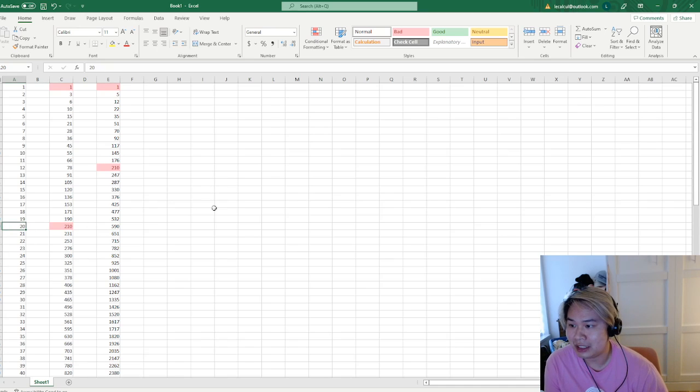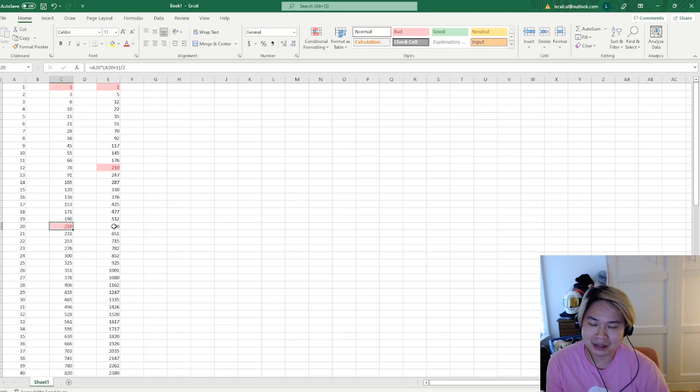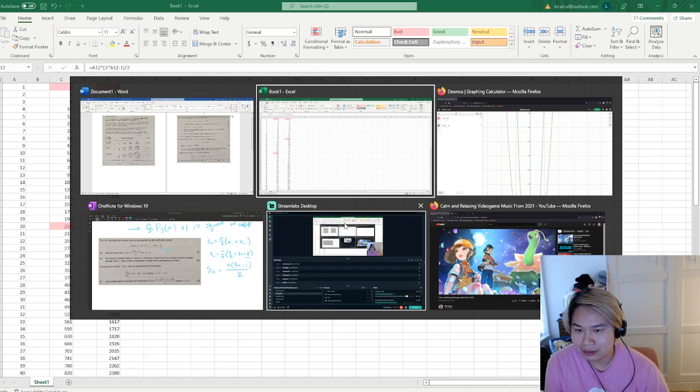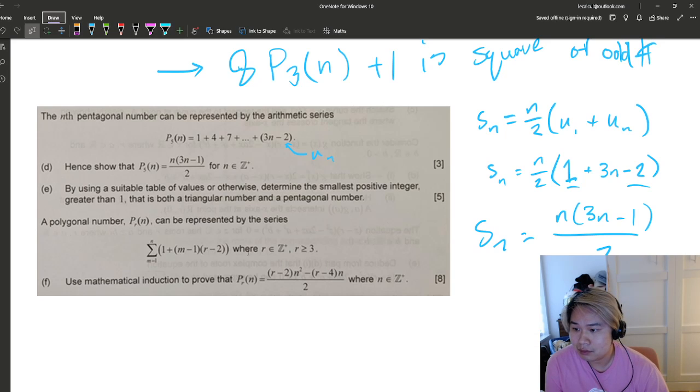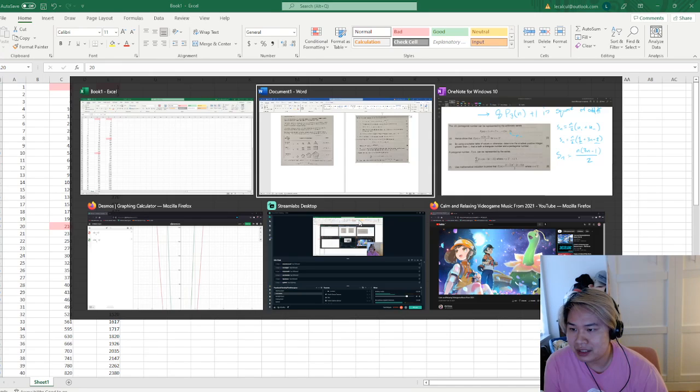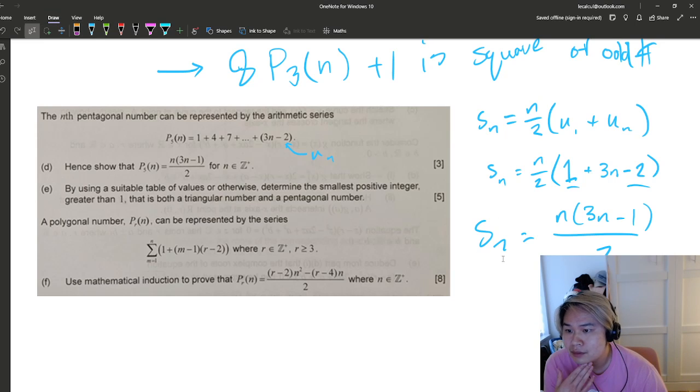So n being 20. Because if n is 20, it gives you a triangular number 210, and it gives you a pentagonal number 590. But 210 is also a pentagonal number, so that's what they want. How far down was that? That was the 20th number. Wow. Okay.